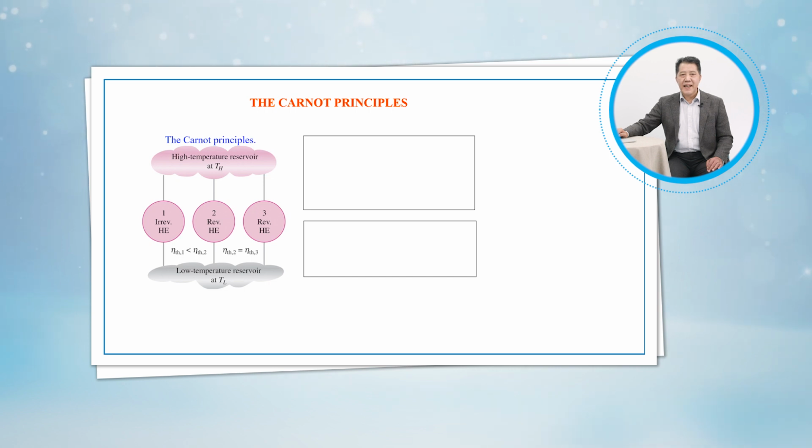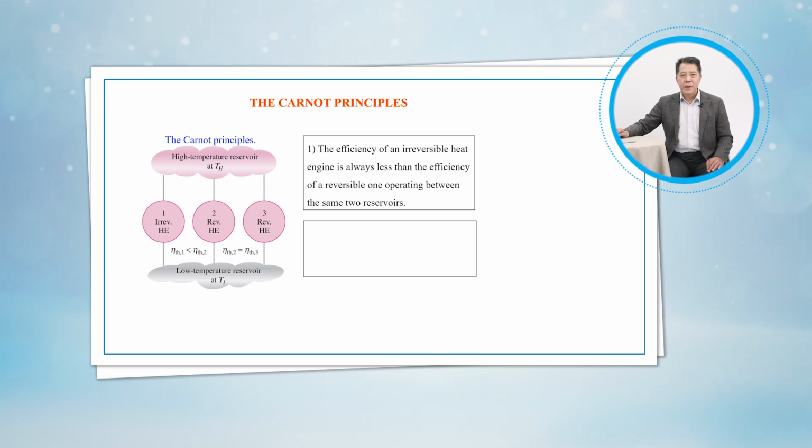We can draw valuable conclusions from these statements. Two conclusions pertain to the thermal efficiency of reversible and irreversible heat engines, and they are known as the Carnot principles, expressed as: 1. The efficiency of an irreversible heat engine is always less than the efficiency of a reversible one operating between the same two reservoirs. 2. The efficiencies of all reversible heat engines operating between the same two reservoirs are the same. These two statements can be proved by demonstrating that the violation of either statement results in the violation of the second law of thermodynamics.